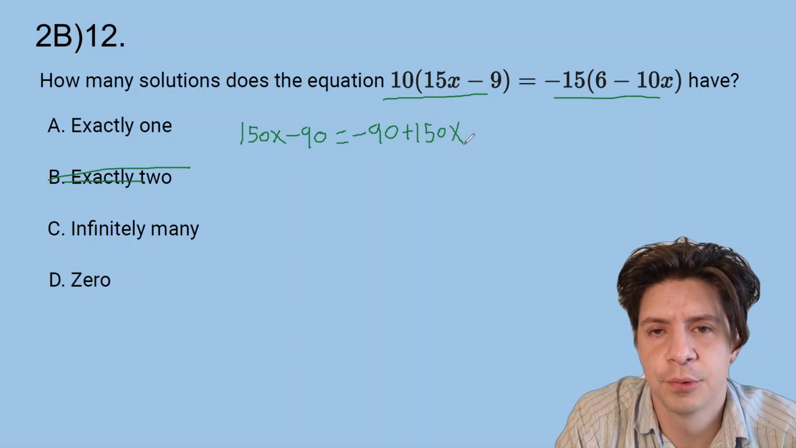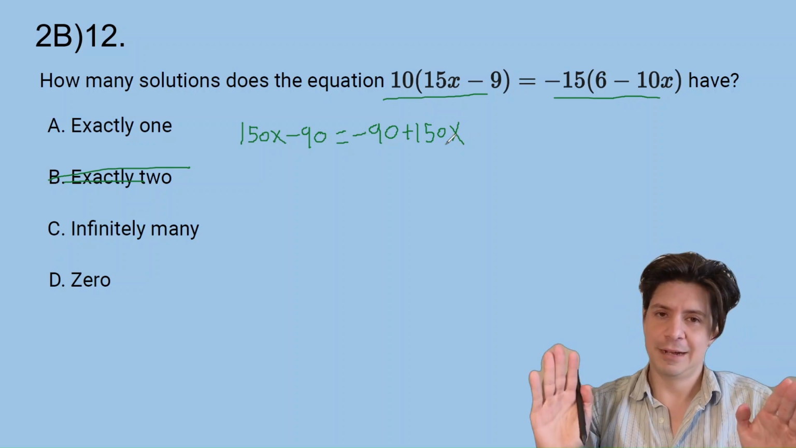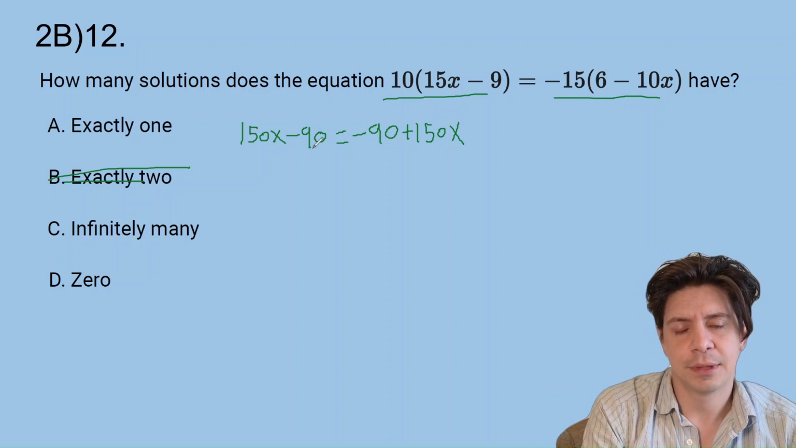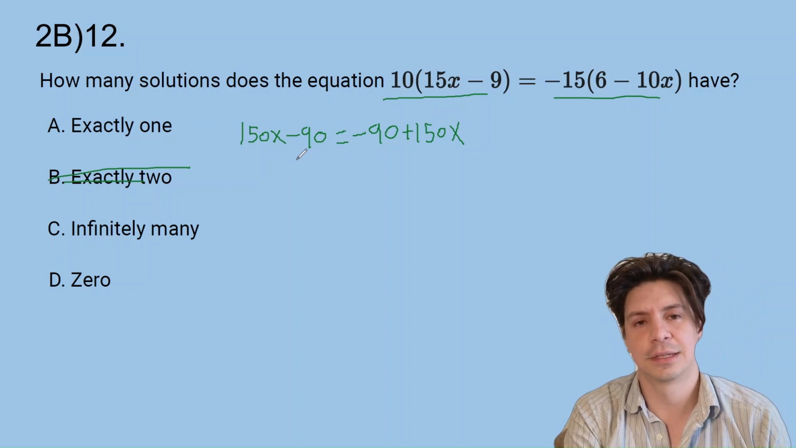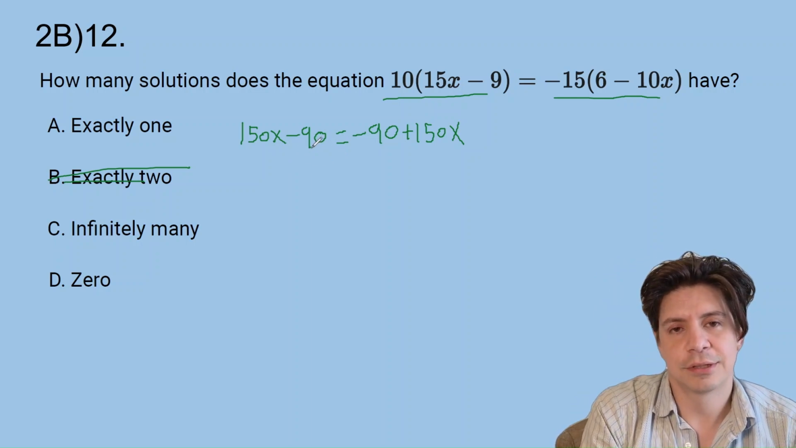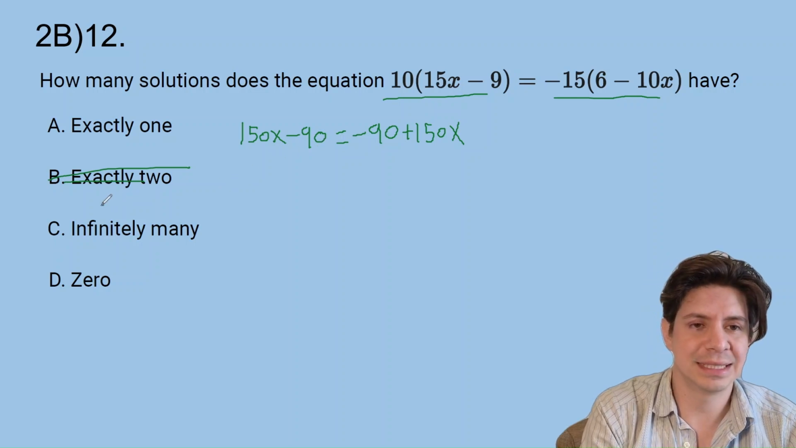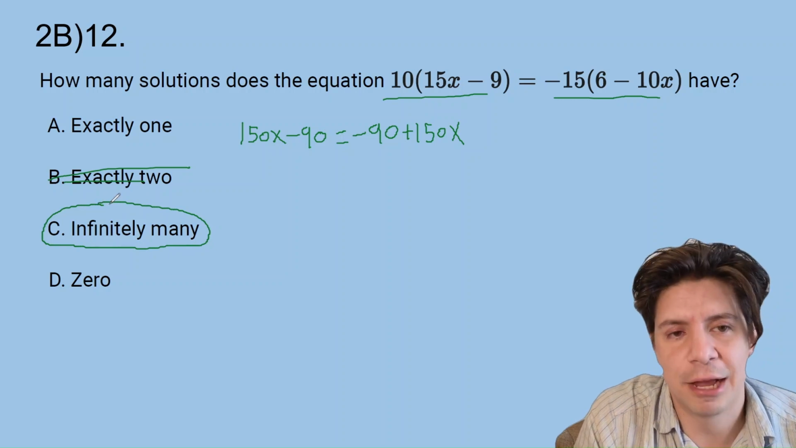So what do I see right before I do anything else? You always want to take a moment after a step to just quickly analyze. And you see, oh, they're the same thing on both sides. They're just written in different orders, but that doesn't affect anything because it's just addition and subtraction. So that means they are the same equation. If they're the same equation, it's going to be C, infinitely many.